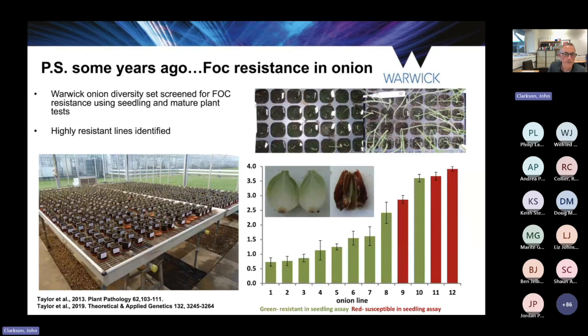Okay, and as a final postscript, I've obviously focused the resistance work on lettuce, but just to flag up that we did do some work on looking for resistance to Fusarium oxysporum CP in the past in collaboration with Hazira, but I'm not going to say more than that today.